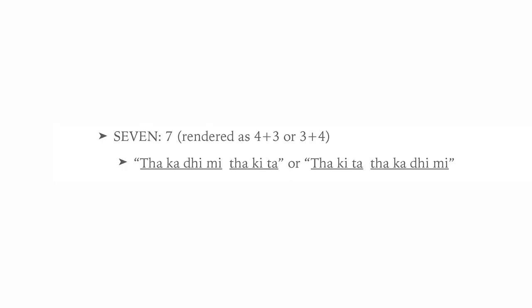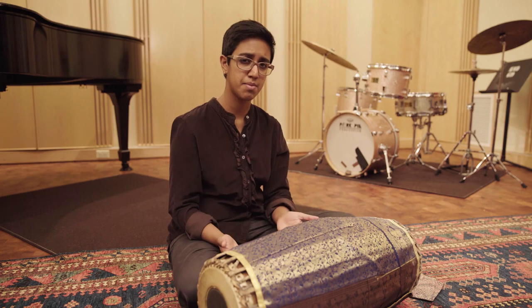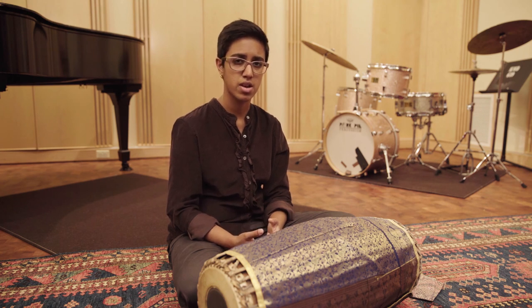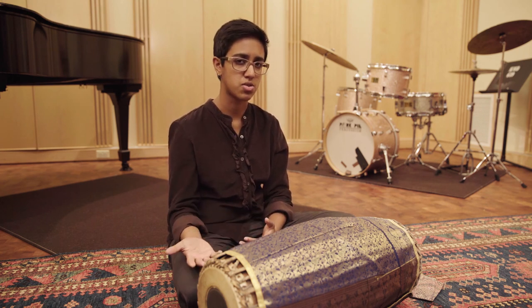Takadimi takita takadimi takita takadimi takita takadimi takita, takita takadimi takita takadimi takita takadimi takita takadimi. The same goes for 9. So 9 can be thought of as 4 plus 5. And again, 5 is already 2 plus 3, taka takita. So all we're adding is a prefix of takadimi. So then we get takadimi taka takita.